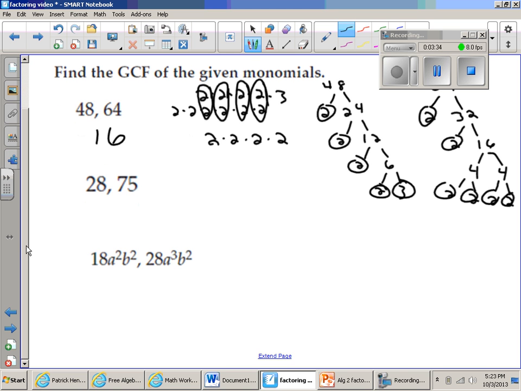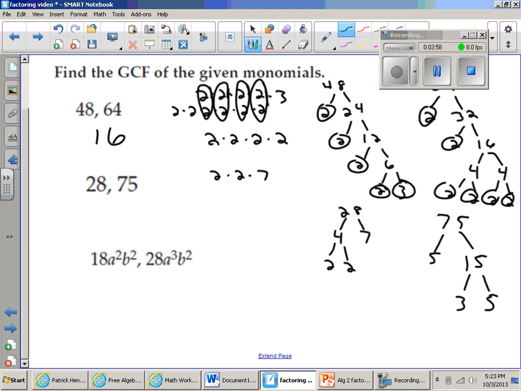Now let's go do 28 and 75. We need to make our trees first. 28 is 2 times 2 times 7. 75, 5 times 15. 3 times 5. So I have 3.